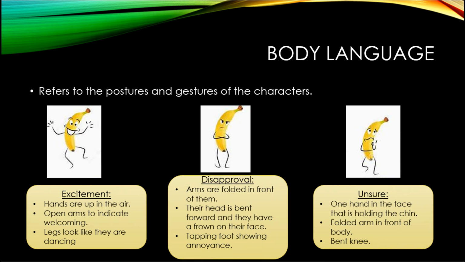And then there's an unsure one as well. The hand is on the face, holding the chin, arms folded in front of the body, and a bent knee usually shows that the person is not very confident, and that's why they are not standing up. So if you were talking about facial expressions, you could say that he has an unsure mouth form, and his brows are folded to the sides, his eyes are open but not yet sure. So those are all part of your body language and indicating your body language.